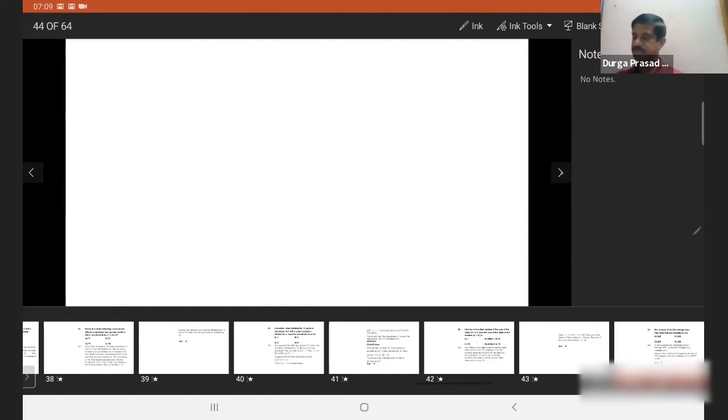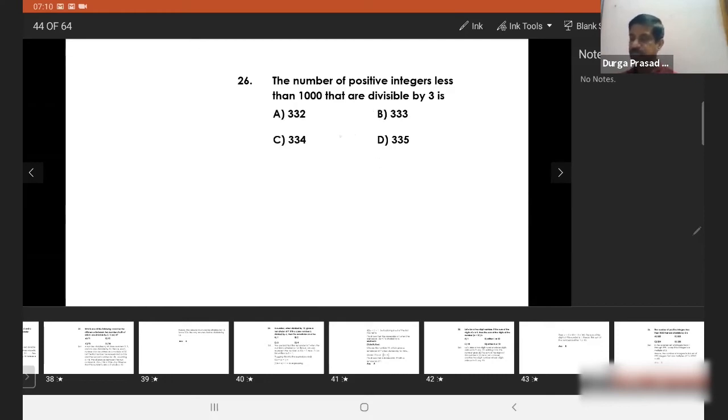Let's go to the next question. The number of positive integers less than 1000 that are divisible by 3 means they are multiples of 3. So how many positive integers? You should check, children. First number is 3, second number is 6, third number is 9, and so on. And the last number is 999.